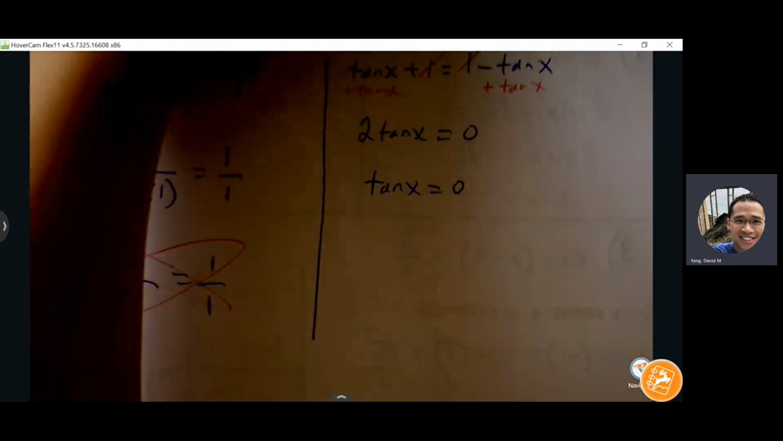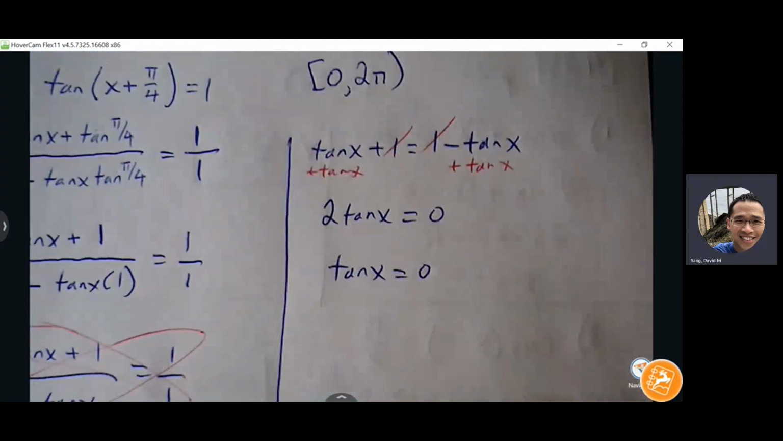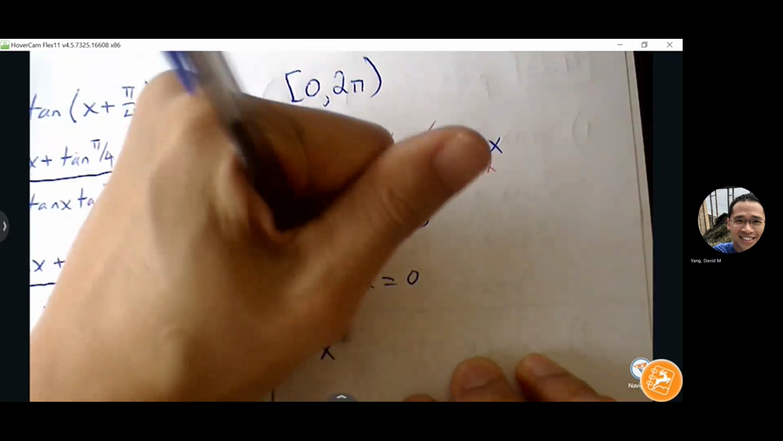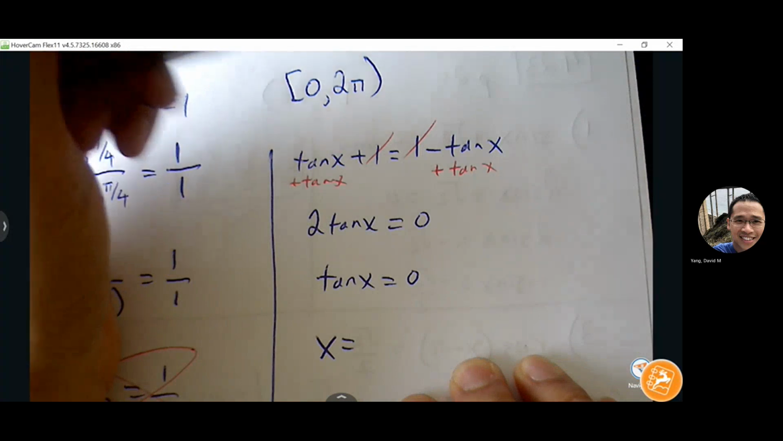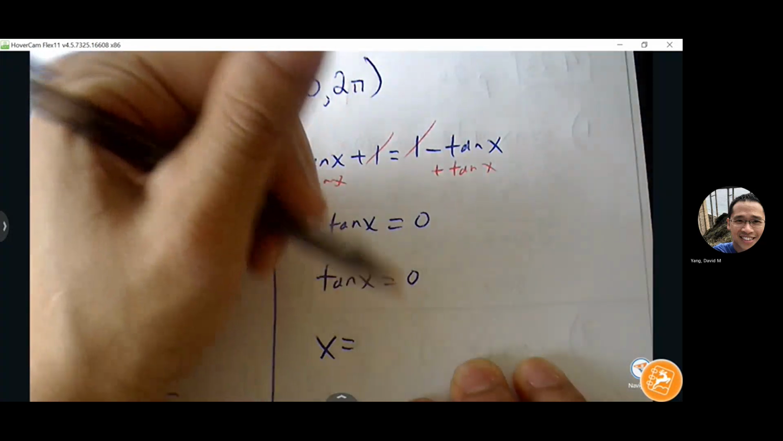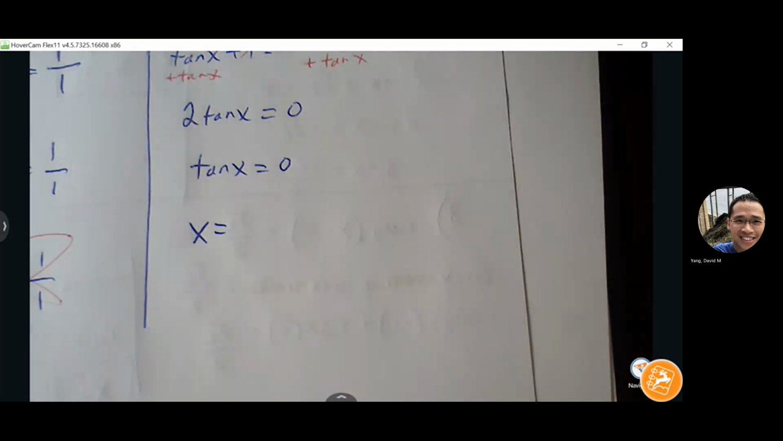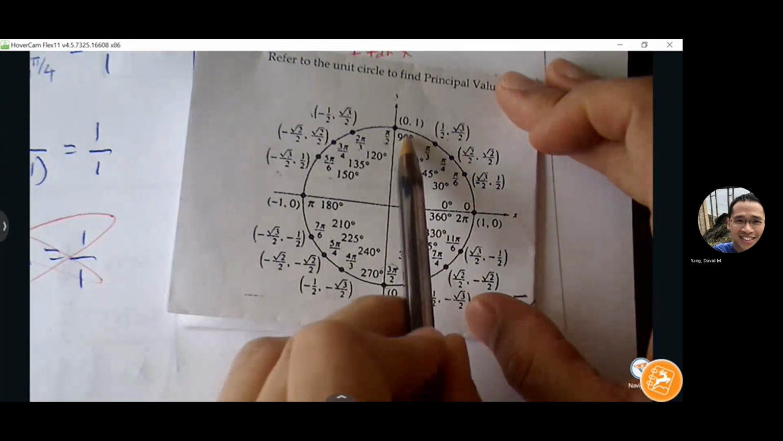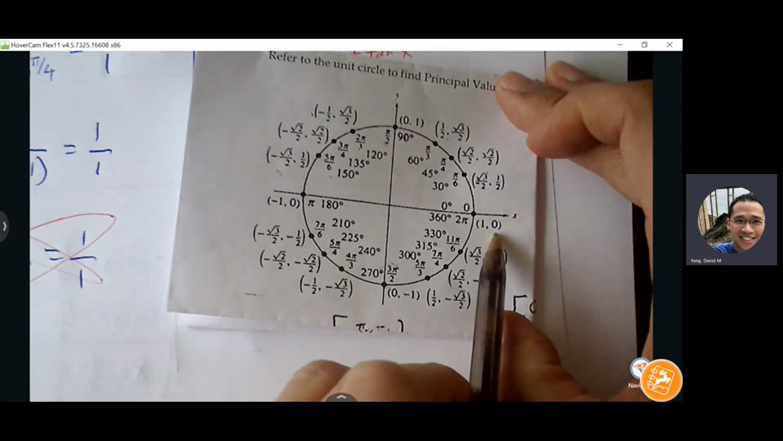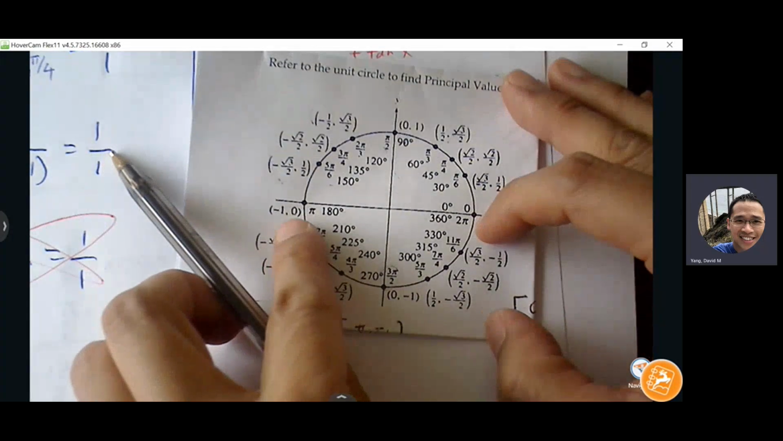Again, my solution set is from 0 to 2 pi. So where's tangent equal to 0? Let's see, y over x, right? No, you're right. It's 0 and y over x, 0 over negative 1, 0 over 1. So 0, pi, and 2 pi.